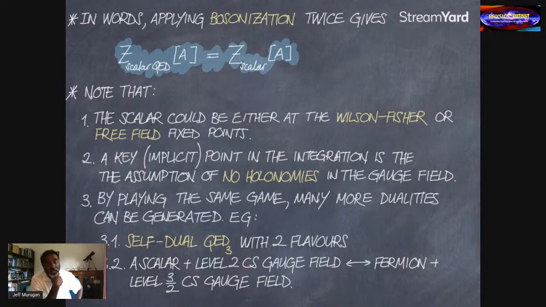And if I play the same game with more dualities, if I play the same game with other fields, I can generate more dualities. For example, I can show that QED3 with two flavors of fermions is self-dual. I can show that a scalar plus a level 2 Chern-Simons gauge field is dual to a fermion plus a level 3 half Chern-Simons gauge field, etc., etc.